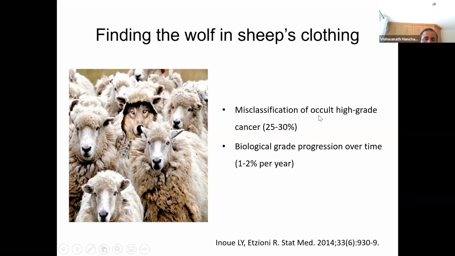Misclassification of occult high-grade cancers can happen in 25 to 30% of patients, and biological grade progression over time is usually, for these grade group 1, 1 to 2% per year.